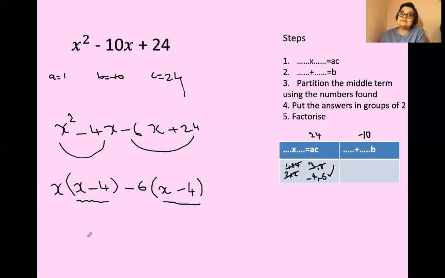Now is the time for the second factorization. So I know x minus 4 is the common factor for both terms, this one and this one. So I put the whole bracket on the left-hand side, x minus 4, open the bracket. What's outside the first term? I have x. Outside the second term, I have minus 6. Yeah, and this is it.